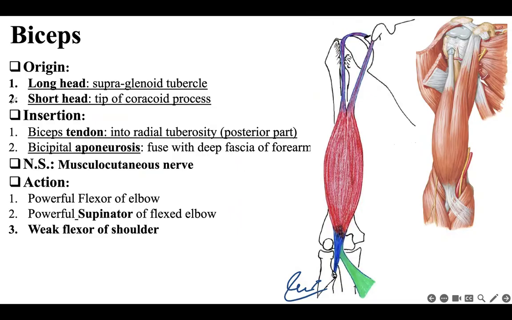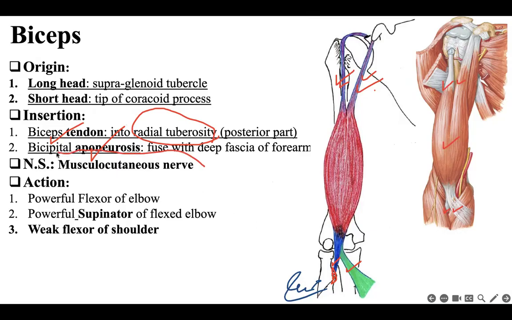Biceps: we have two heads of the biceps, long, which is lateral, and short, which is medial. Both originate from the scapula. They are inserted in the radial tuberosity by the biceps tendon and into the fascia by the bicipital aponeurosis. So the tendon of the biceps is in the radial tuberosity, and the aponeurosis in the deep fascia of the forearm. This is the short head. This is the long head. This is the biceps muscle itself. This is the tendon and aponeurosis.